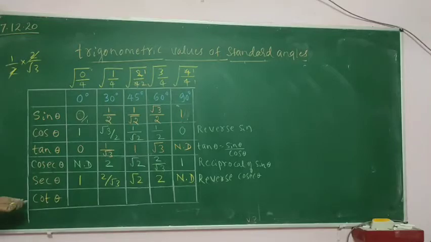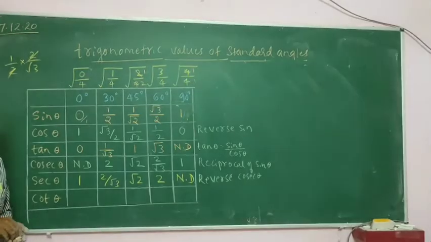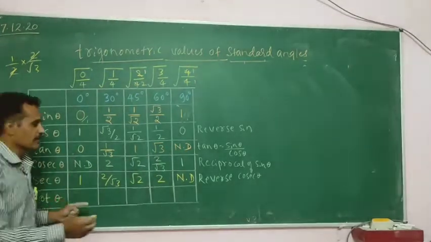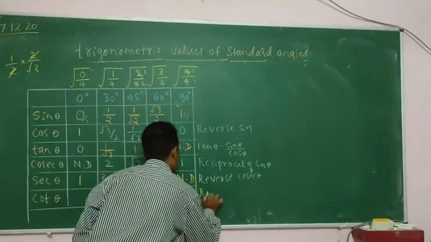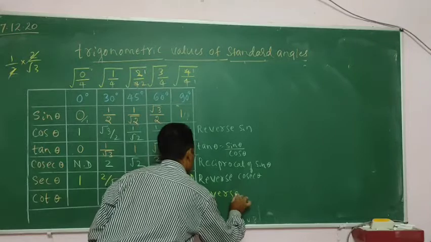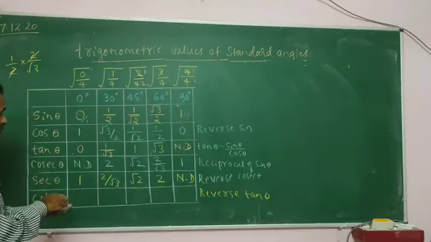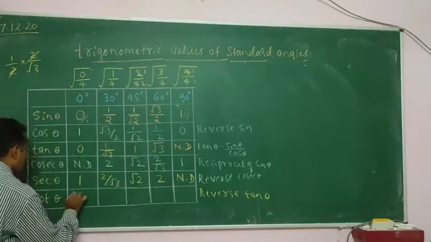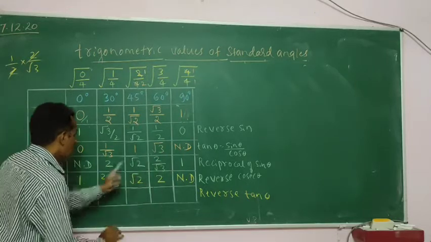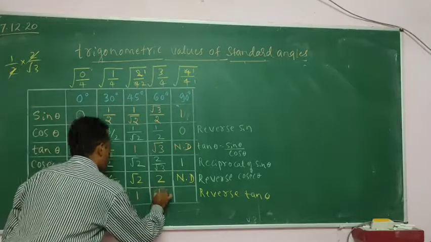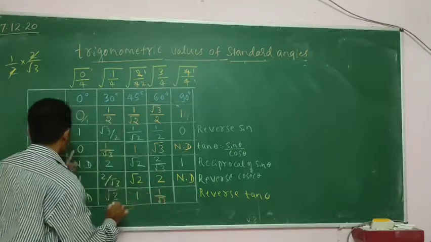हो गया कोसेक. At last cot. Cot को क्या करो? tan को रिवर्स कर दो. cot मिल गया. रिवर्स tan theta. Come on. Not defined यहाँ है. √3 goes here. 1 is here. 1 by √3 is here.